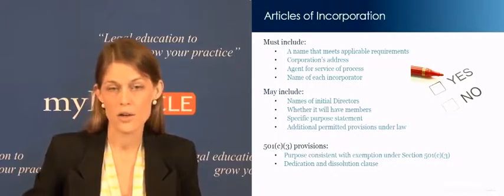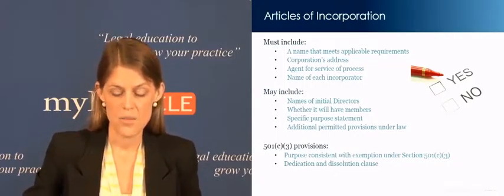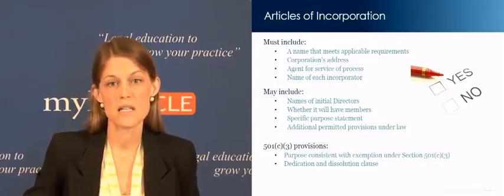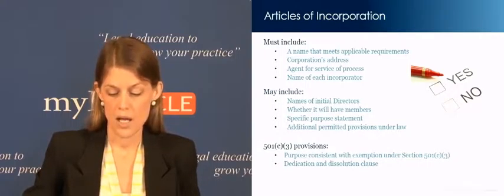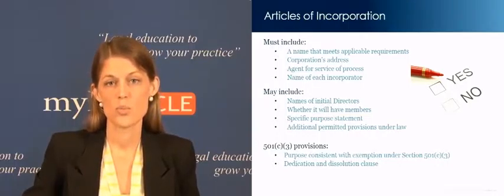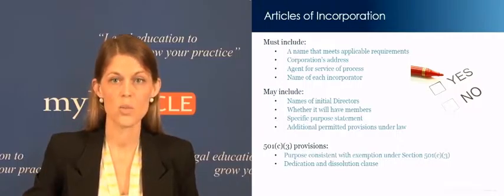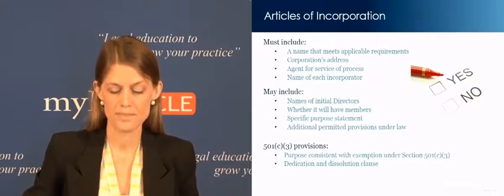So under the Model Act, Articles of Incorporation have to include the organization's name. Now that may seem straightforward enough, but there's actually some limitations on names that nonprofits can use. In most cases, the name can't imply a purpose that's inconsistent with permissible nonprofit purposes. It generally also has to be distinguishable from other entities that are already on file with the Secretary of State. So you generally won't be able to incorporate the same name that's already used for a corporation on file.